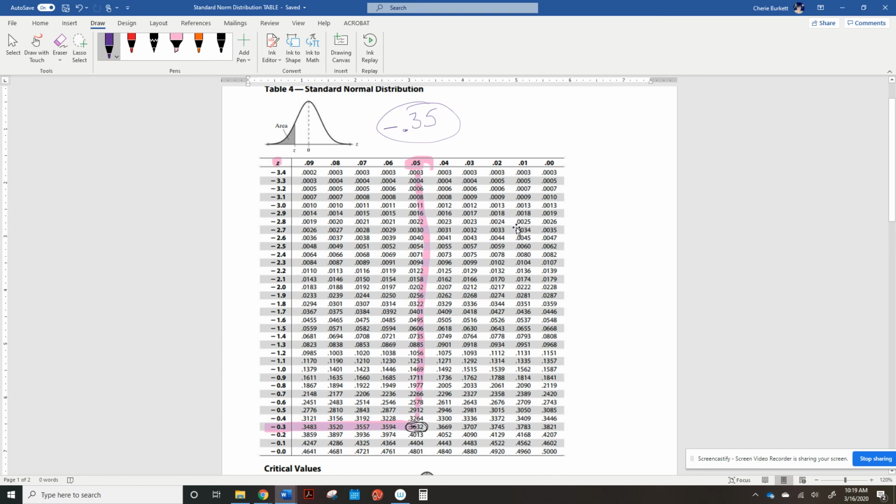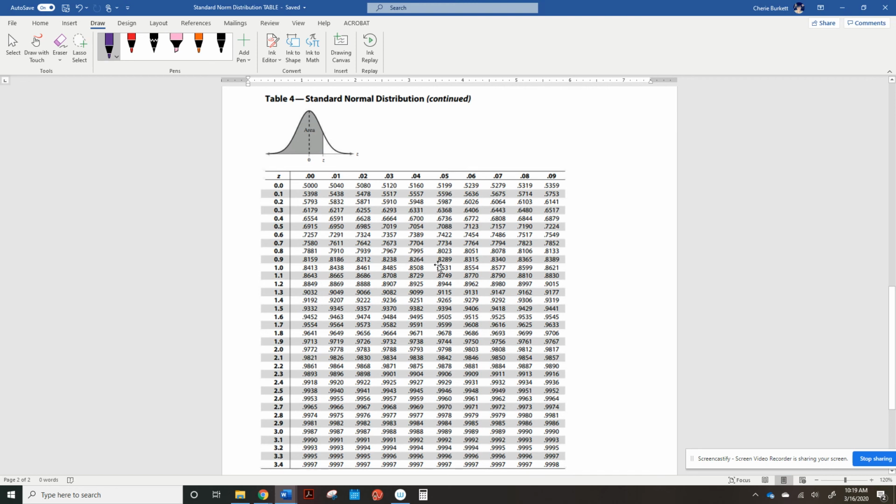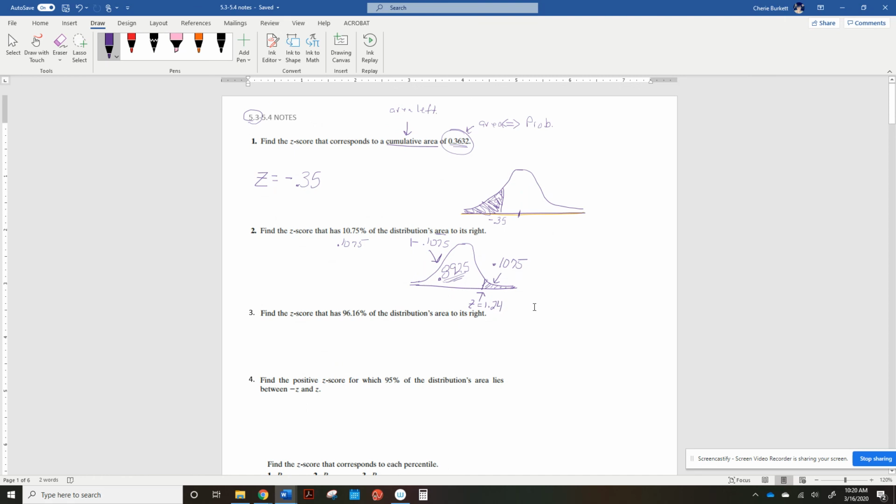And you go over here to the table and find 0.8925. There's 0.8925 right here. Let me click this again. 0.8925 right there. You go that way, you go up that way, and it shows us that the z-score is 1.24. And I believe that's the same thing that we wrote down over here. Z-score is 1.24.